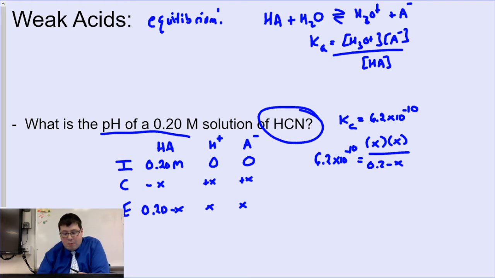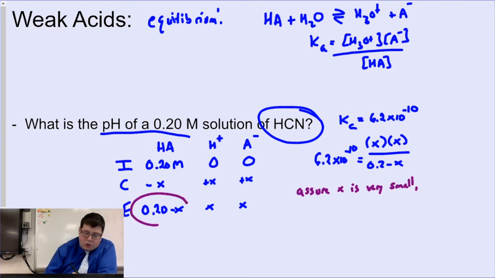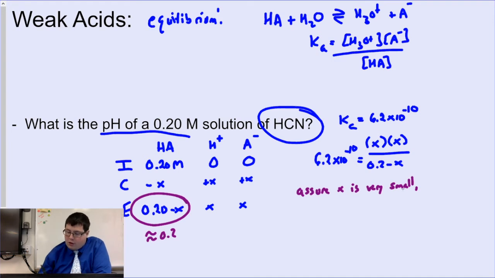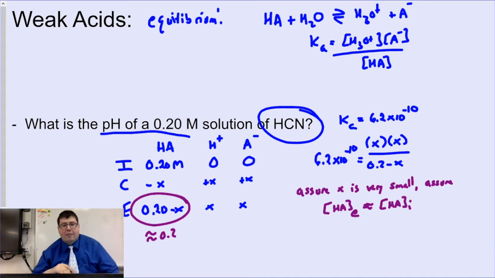We can instead use an approximation by if we assume that x is very small. Well, then 0.2 minus x, if x is very small, is essentially 0.2. So we can assume x is very small and assume that the concentration of my acid, HA, at equilibrium is approximately equal to the initial concentration. We're basically saying that very little of my acid is actually going to break up and dissolve in solution here.